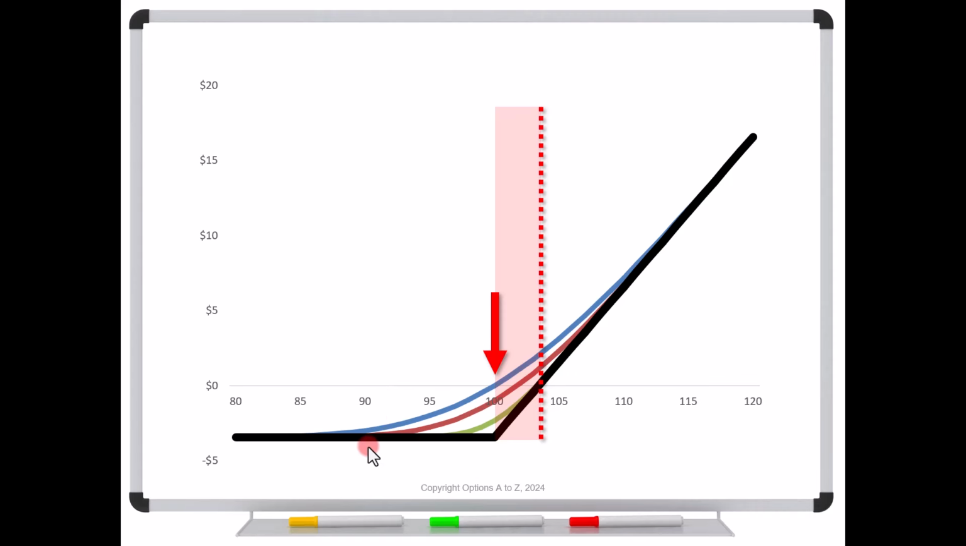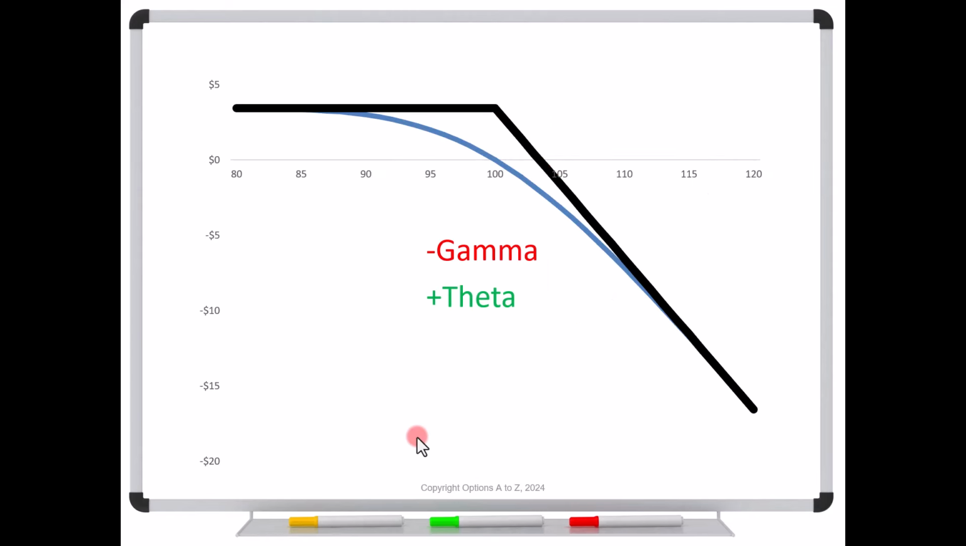Now, what about the trader on the opposite side of this trade? This is taking the long position. What about the short call? Well, it'll be just the opposite. That trader is going to have positive theta. Yes, that's true, but the trader is going to have negative gamma and, of course, negative vega.